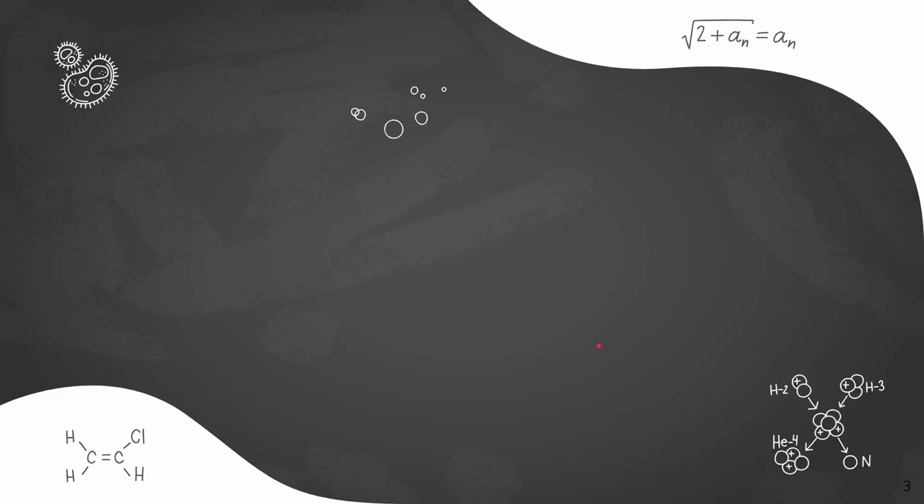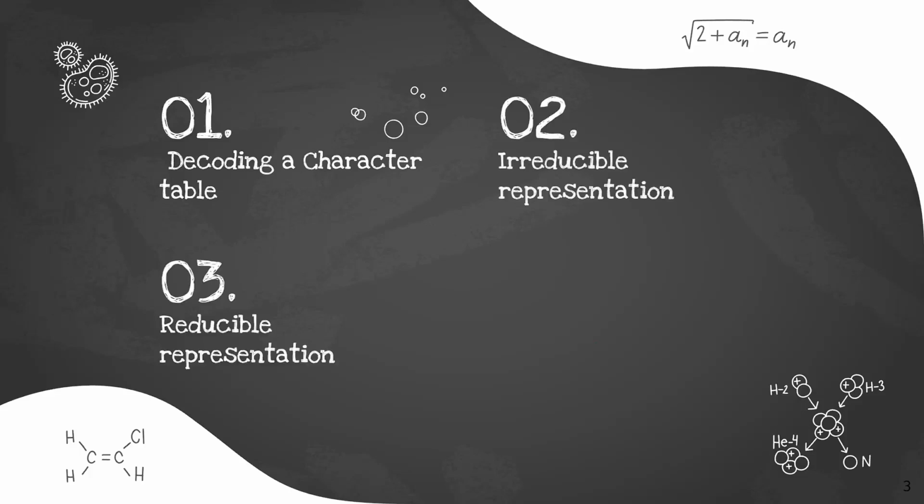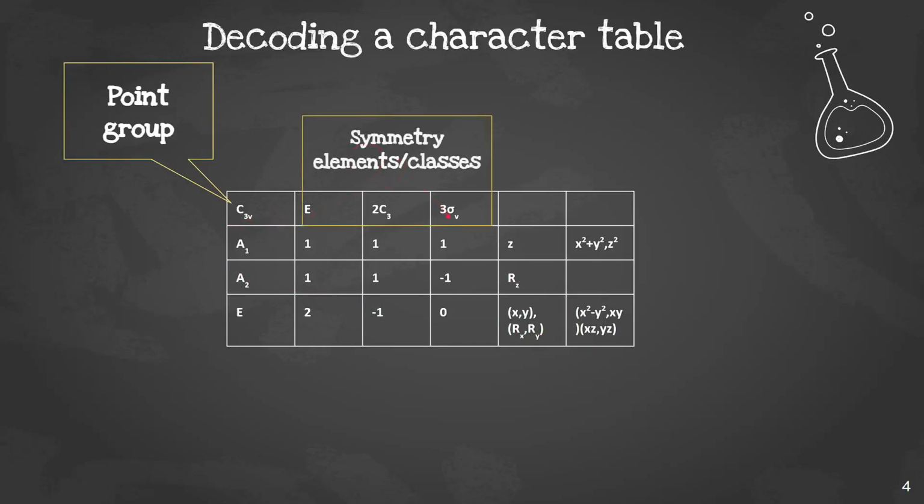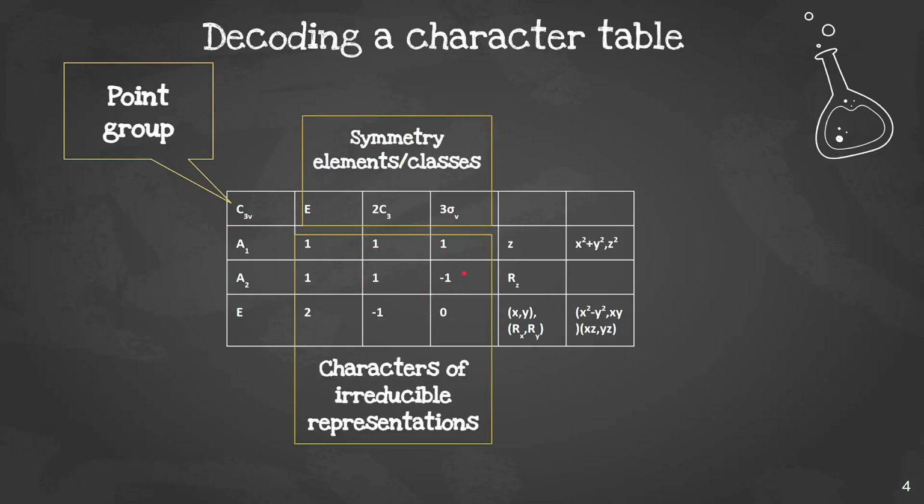Now to understand this question, we have to know some concepts of character tables, irreducible representation and reducible representation, and then in the last part we can easily solve this problem. Each and every character table is designated to a specific point group because each point group has some specific symmetry classes, and depending on that the number of rows and columns will be fixed for a character table. These values are known as characters. We will learn about them in the upcoming slides.